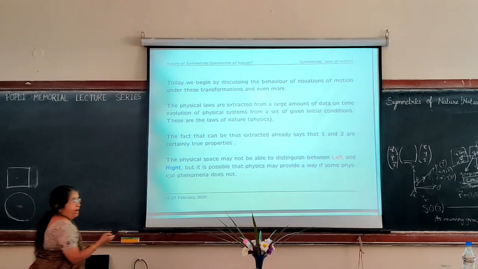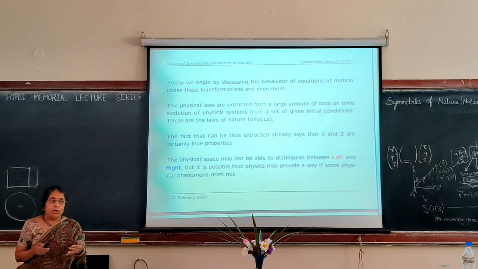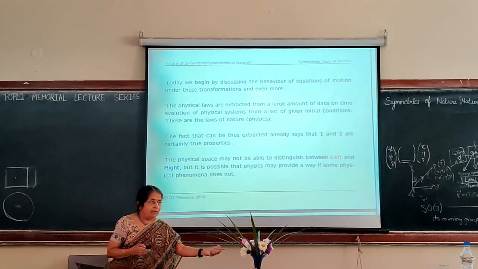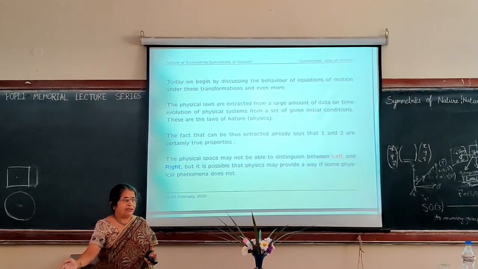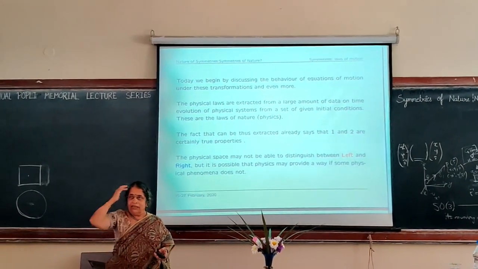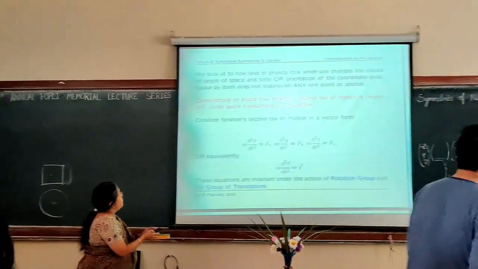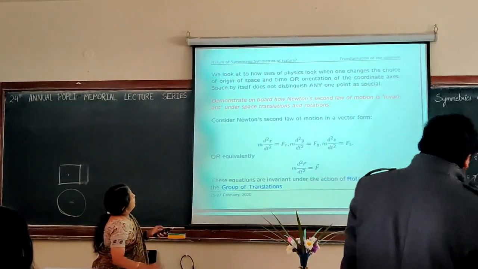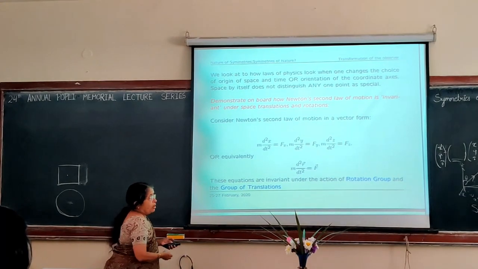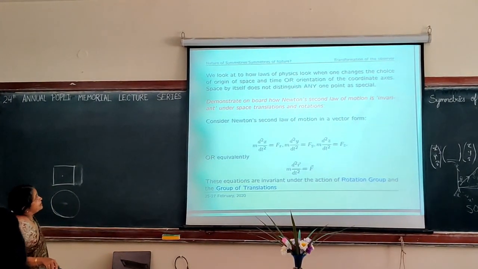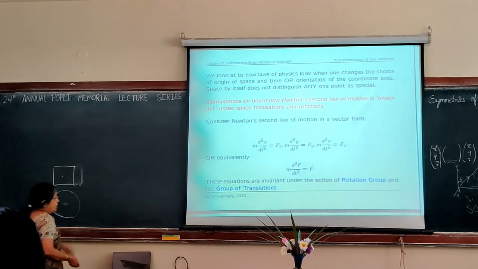Alright, but now I hope I begin to tell you that there is a difference between symmetries of space and time and symmetries of physical laws. I hope that distinction is somehow, as a concept, getting clearer. So, I'm going to look at how laws of physics change as I change the origin of space and time, or I change the coordinates.